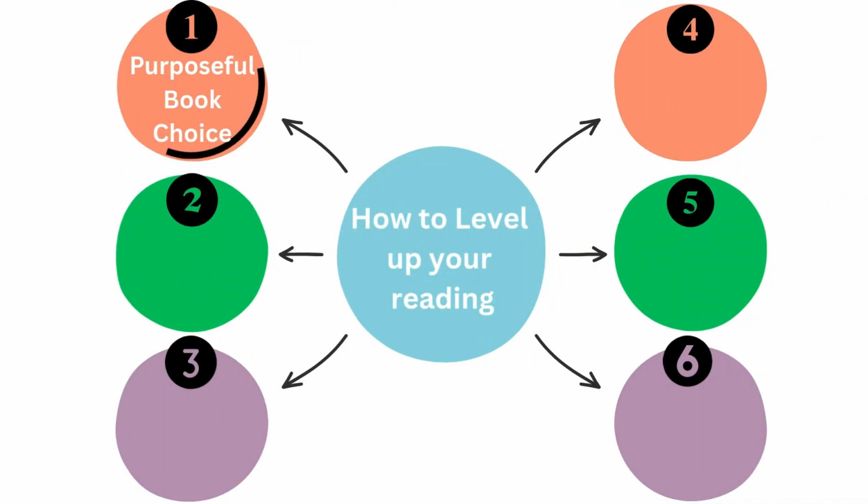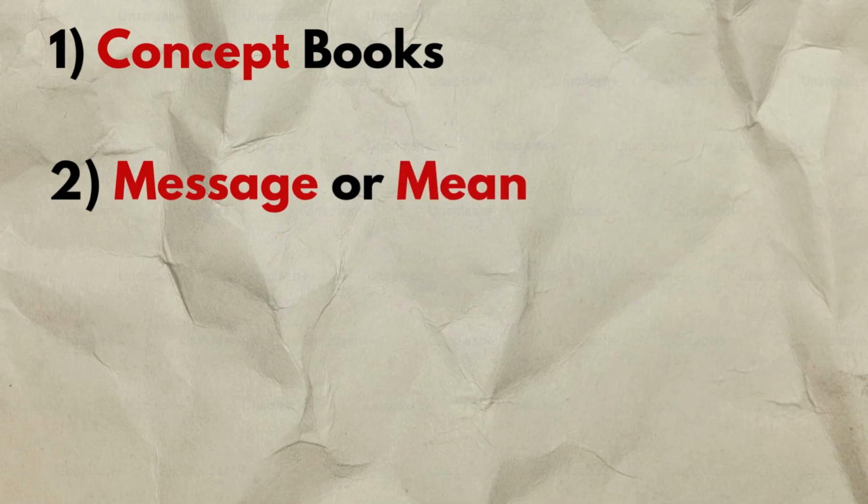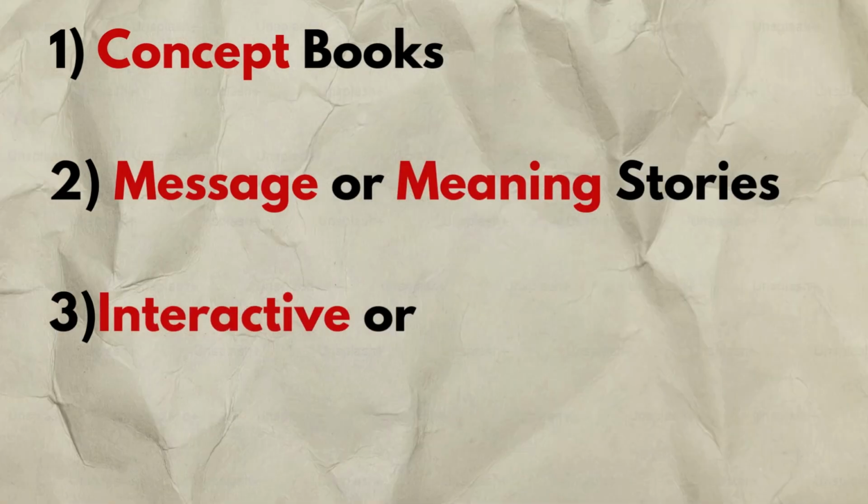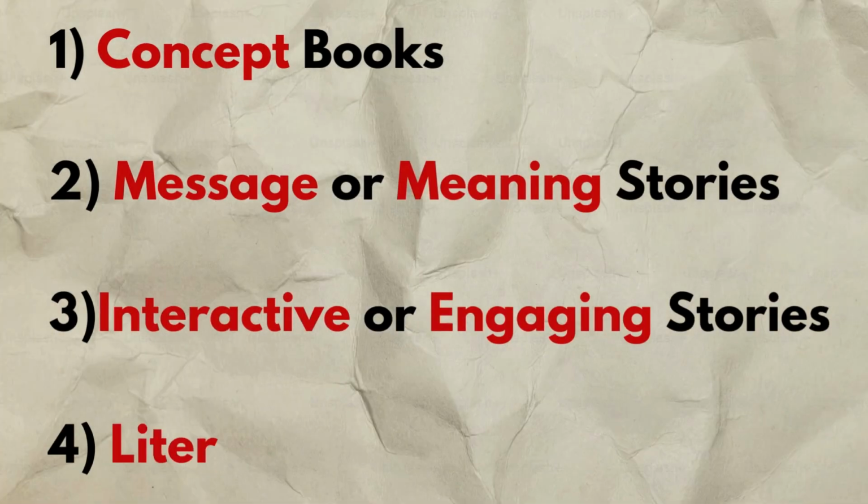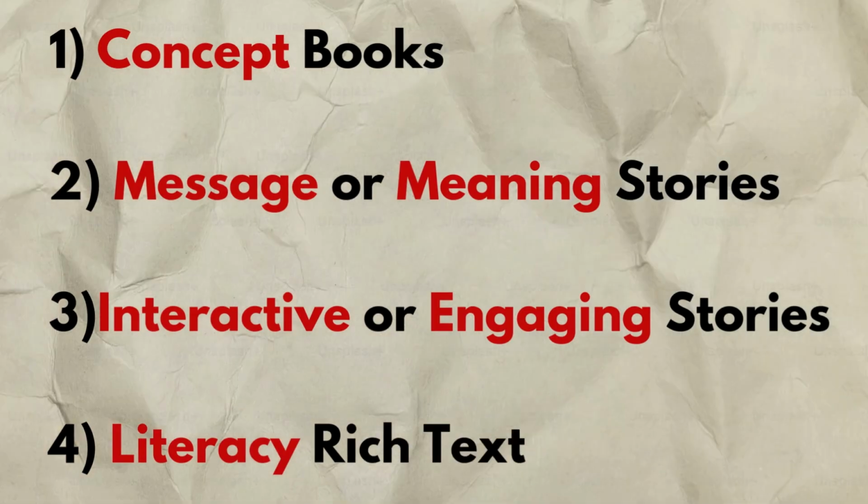I've broken this down into 6 components. The first component is purposeful book choice. Now, don't pick up a book if you don't know why you are picking up that particular book to read. Books can be divided into 4 categories: concept books, message or meaningful stories, interactive and engaging stories, or literacy-rich text. Let me explain each one a little deeper so you know exactly what I mean.